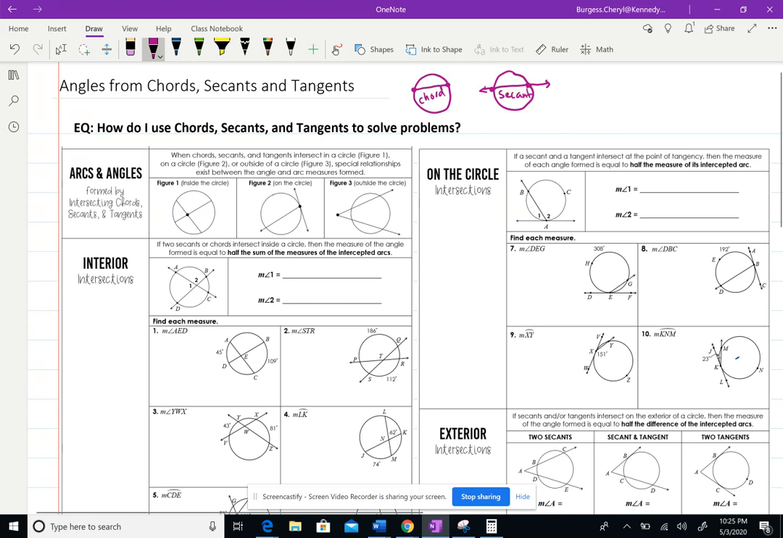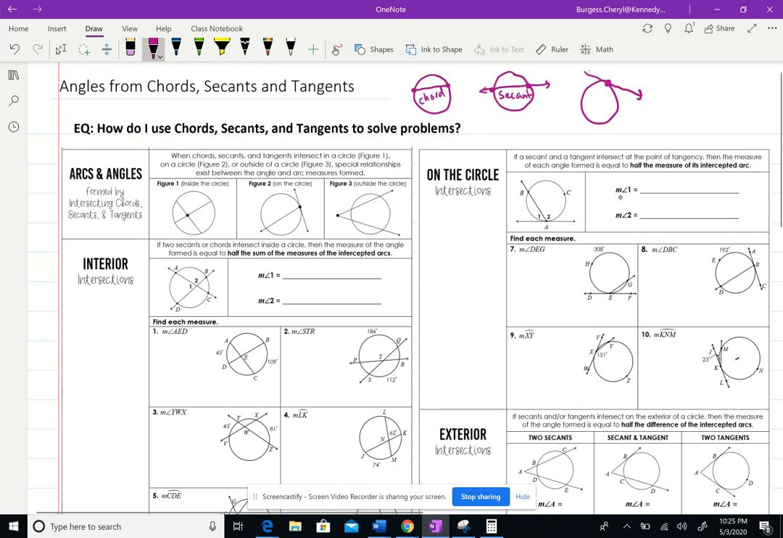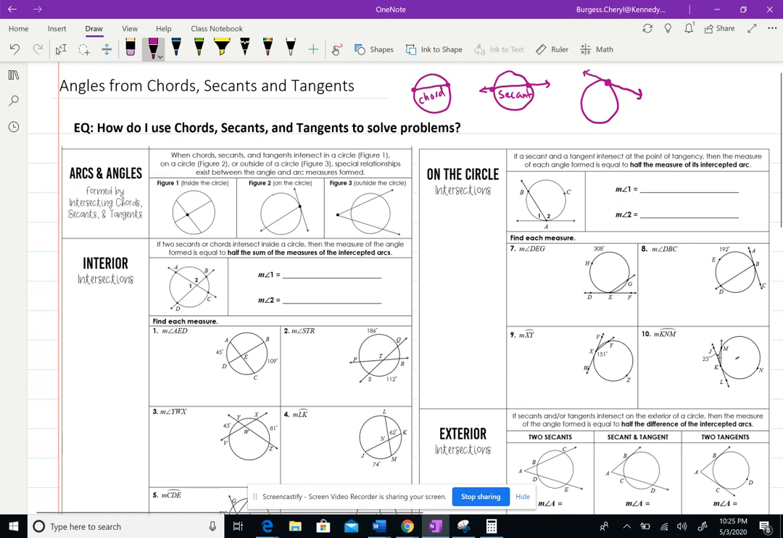Okay, and then finally, tangent we learned last week. A tangent is a line that intersects a circle at exactly one point. So here's our circle. We'll call this the tangent point, and our line crosses the circle at only one point. Okay, so this is a tangent.